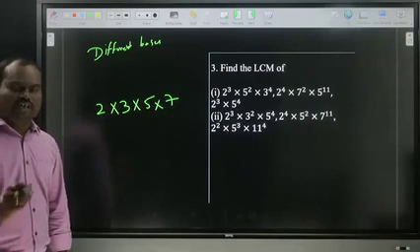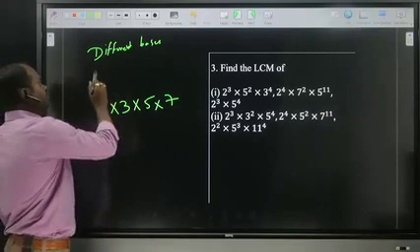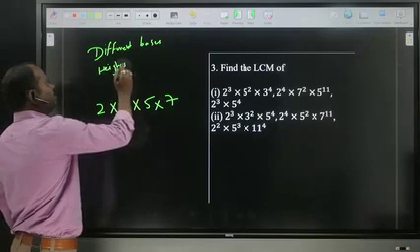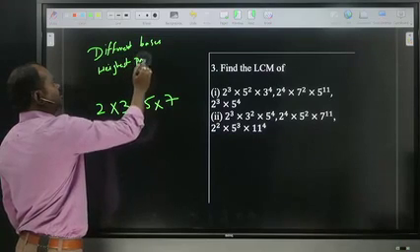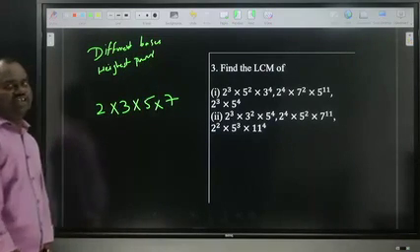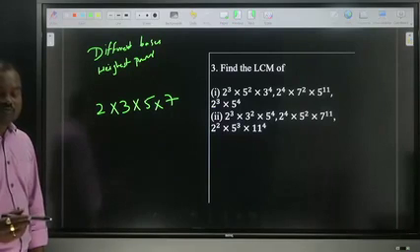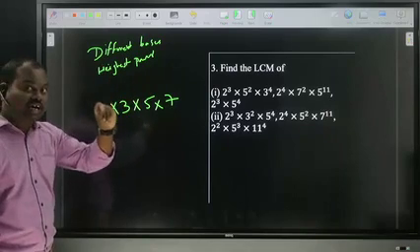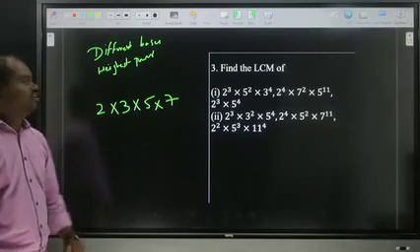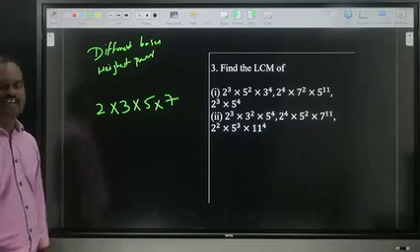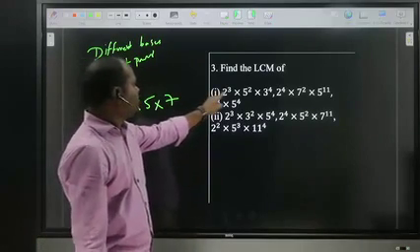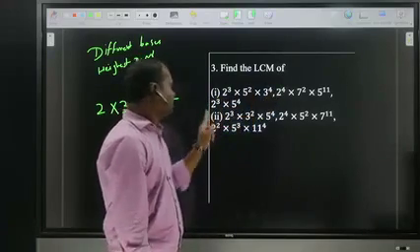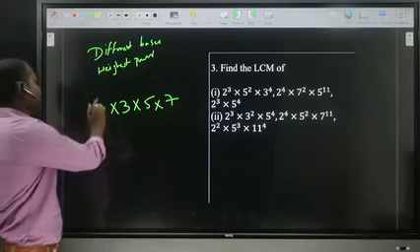After writing the different bases, we should write the highest power. Actually, in LCM, L means least, but here we should write the opposite: different bases with the highest power. For 2, what is the highest power? Among all of these, here 2 has power 3, here power 4, here power 3. What is the highest power? 4. So for 2, the highest power is 4.